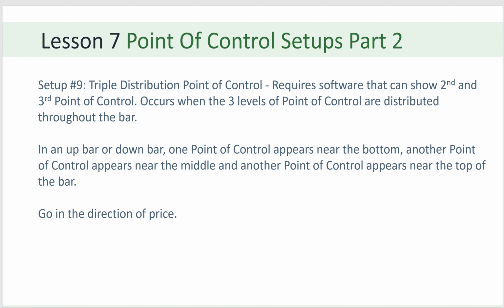Alright, so setup number 9, triple distribution point of control. Now again, this is going to require software that can show the second and third point of control, and it occurs when the 3 levels of point of control are distributed throughout the bar. Keyword is distributed, right? It's not just like one is 1 price away from the other, which is another price away. In an up bar or down bar, 1 point of control is going to appear near the bottom, another point of control appears somewhere near the middle, and the other point of control appears near the top of the bar, and you go in the direction of price.